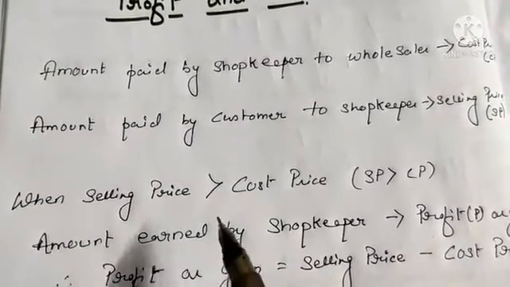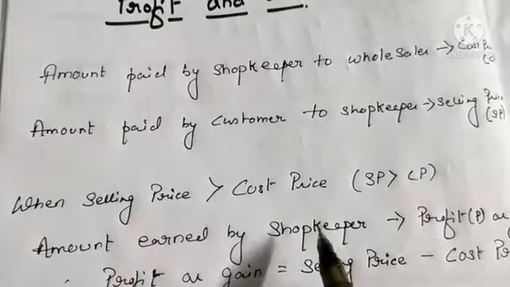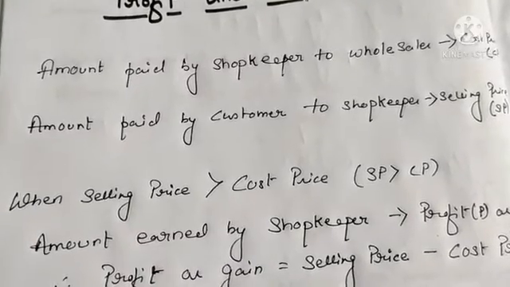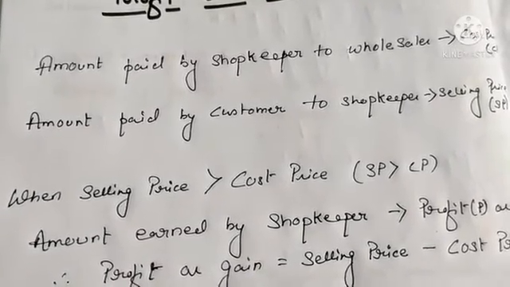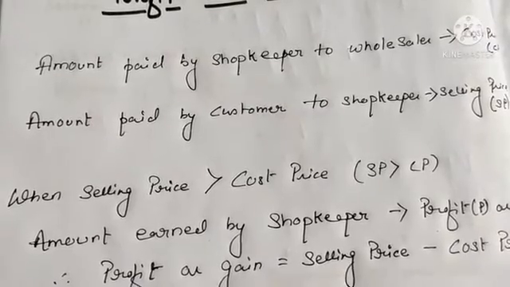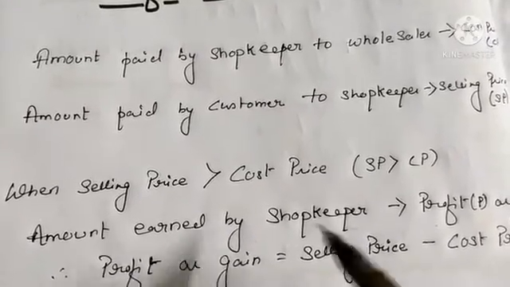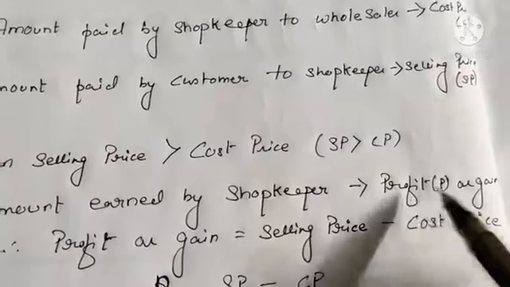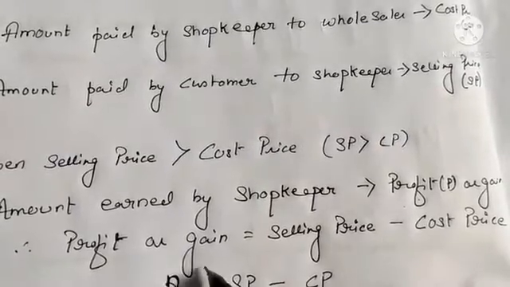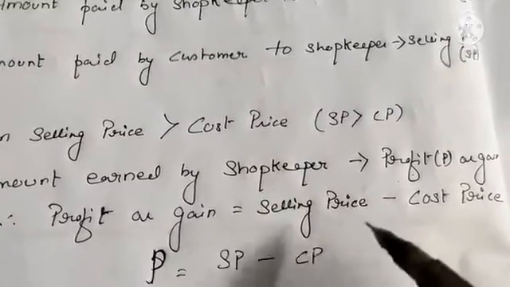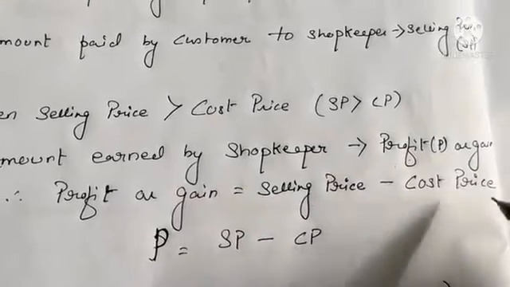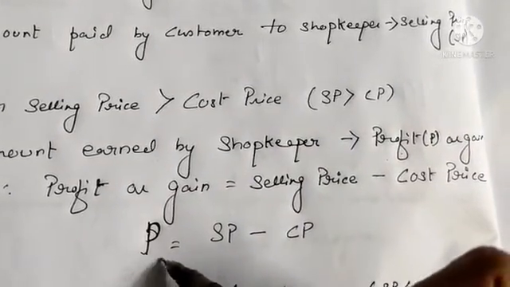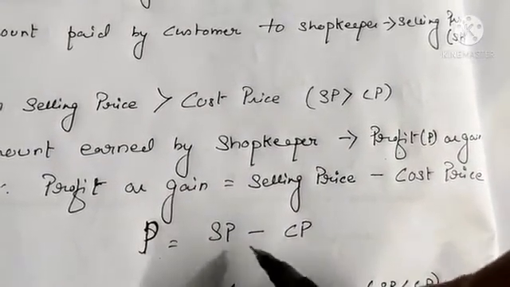When selling price is more than cost price, when Mr. Gupta sells his goods at higher rate, he makes a profit. So amount earned by shopkeeper is profit or gain. Profit or gain is equal to selling price minus cost price, or P equals SP minus CP.